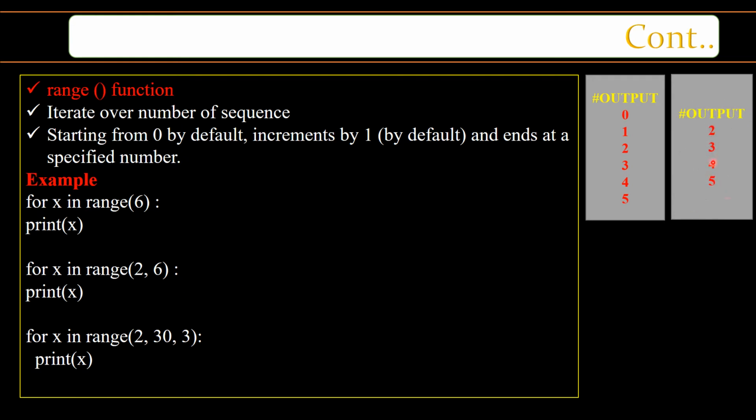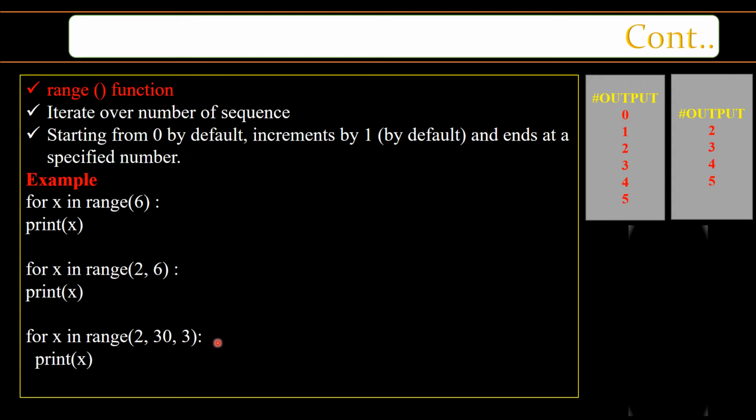Now the values will be 2, 3, 4 and 5 will be printed. See in the output. In the next example, I have mentioned three values. The first one is the starting value, the second one is the ending value, the 30 is the ending value, and the third one is how many times the value will be incremented between 3 and 30. That is, every 3 the value will be incremented and printed.